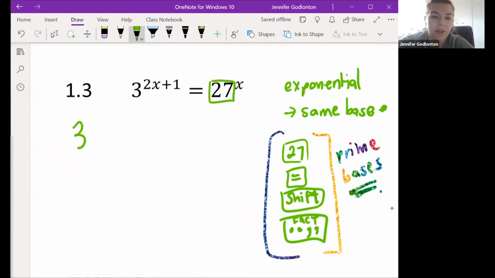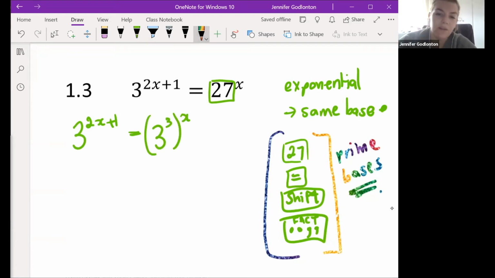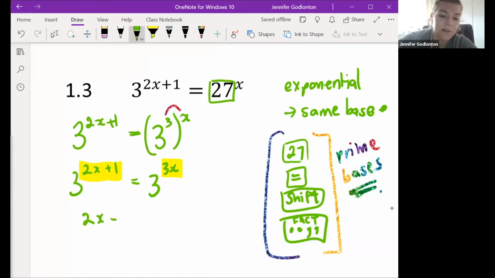So we're going to say we've got 3 to the power of 2x plus 1, and that's equal to 3 to the power of 3, which is all to the power of x. Okay. Now remember, when we have a power to a power, we times them. So that's the same as saying 3 to the power of 2x plus 1 is equal to 3 to the power of 3x. Now our bases are the same, and so that means our exponents are the same. As soon as our bases are the same, our exponents are the same. So we can say 2x plus 1 is equal to 3x.